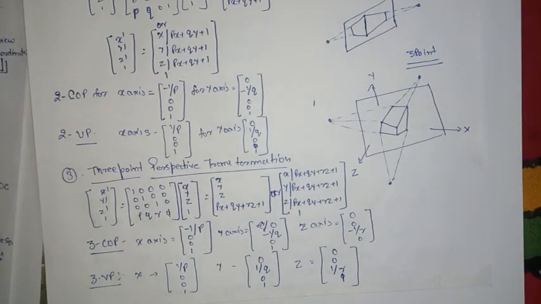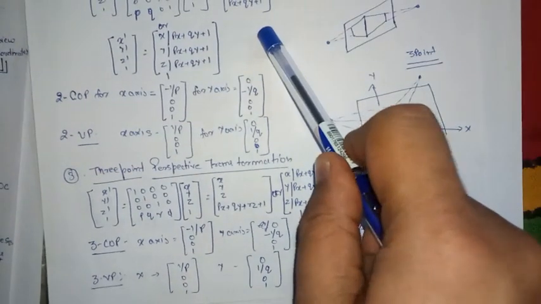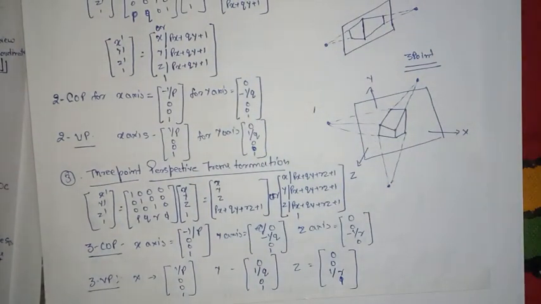The three-point perspective transformation can also be obtained by concatenation of three single-point perspective transformations. As I told you, the two-point perspective transformation can also be obtained by concatenation of two single-point perspective transformations.